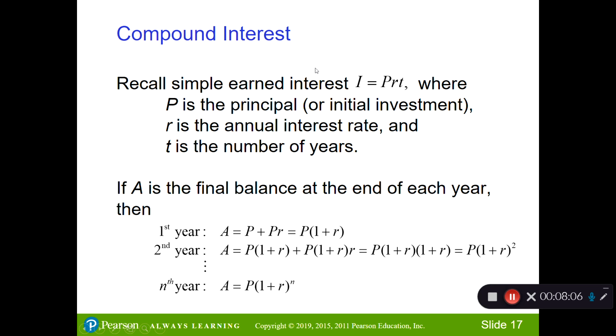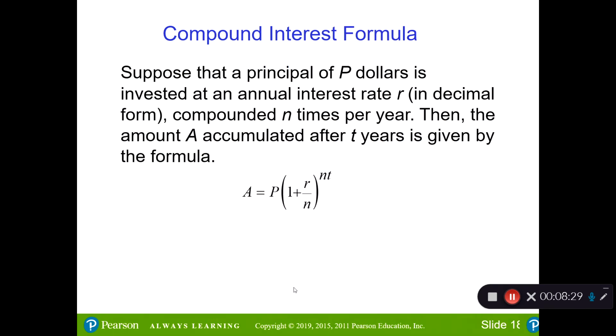Now, compound interest involves an exponent. Remember that simple interest is just principal times rate times time. So if I do that for the first year, I would be adding that back to the principal. So I can factor out the principal, and I get principal times 1 plus r. But on the second year, we'd be adding again. And notice it becomes 1 plus r squared. And so on down to the nth year. So in general, our compound interest formula is principal times 1 plus the rate divided by the number of times we're compounding, raised to the exponent, number of times we're compounding times the years that we have the investment.